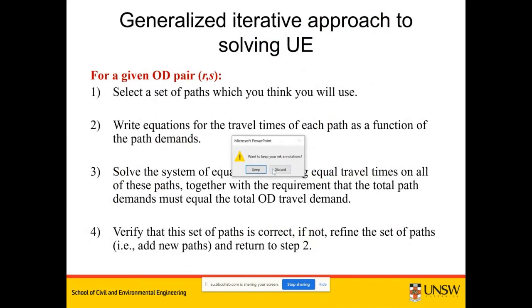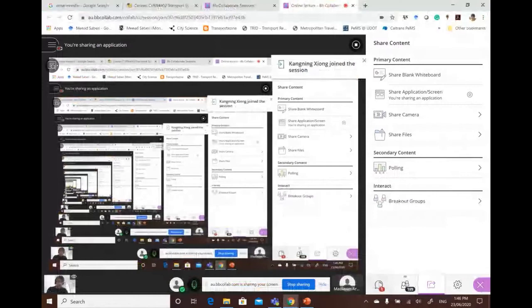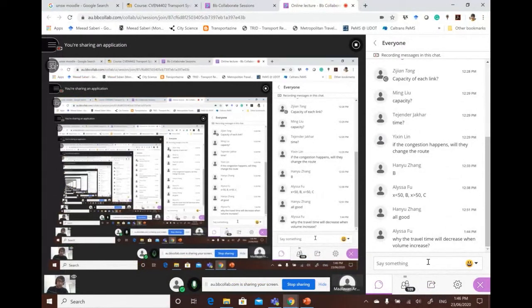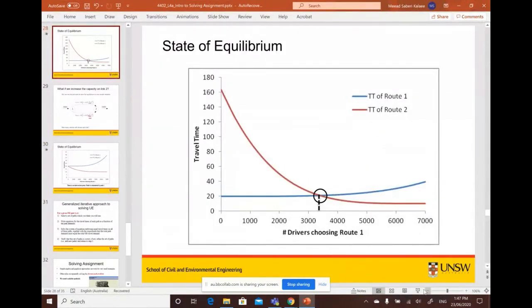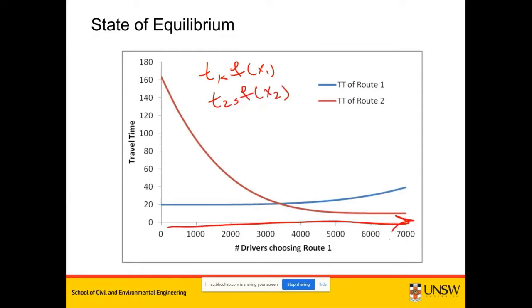There was a question, I believe, in the chat box. Let me come to the chat box. So why does the travel time decrease when volume increases? It's not decreasing. It's because the x-axis is x1, not x2. Each function, t1 is a function of x1, t2 is a function of x2, and this x-axis is actually x1.